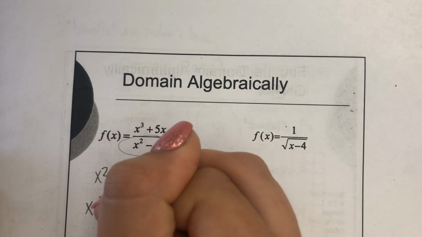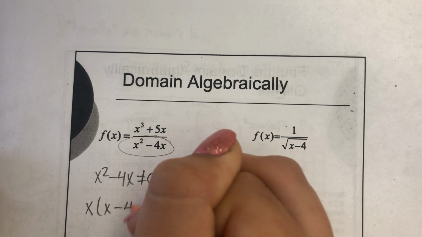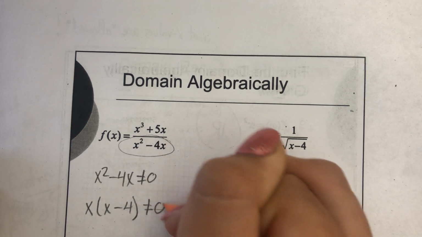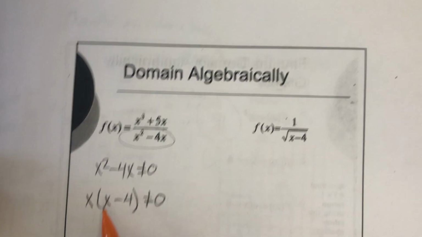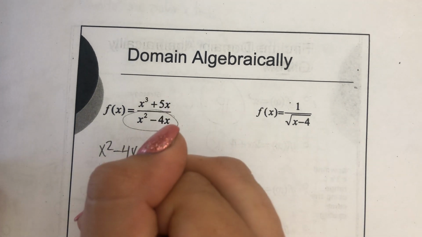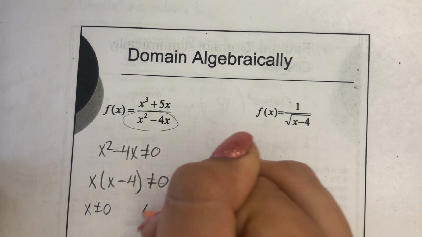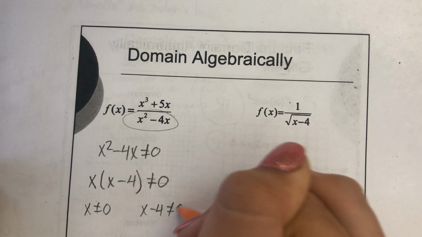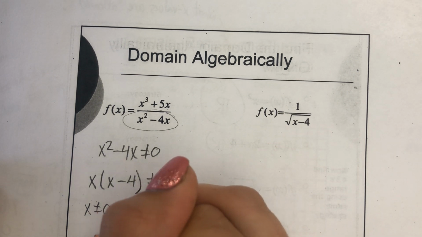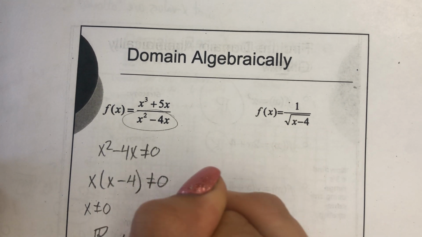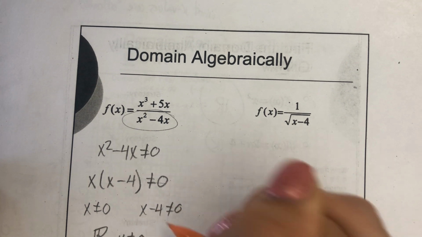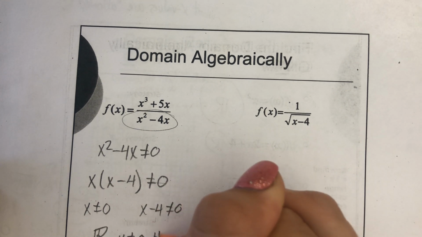Factor. This is a common factor. So I'm gonna factor out an x, and then I use the zero product property to set each factor not equal to 0. So this domain is going to be all the numbers in the whole wide world, except x cannot equal 0, or we would add 4 to both sides, or 4.